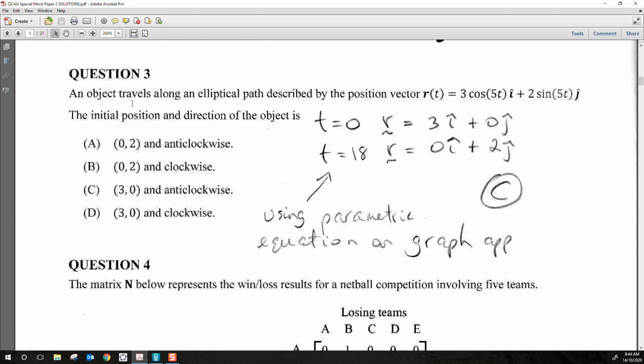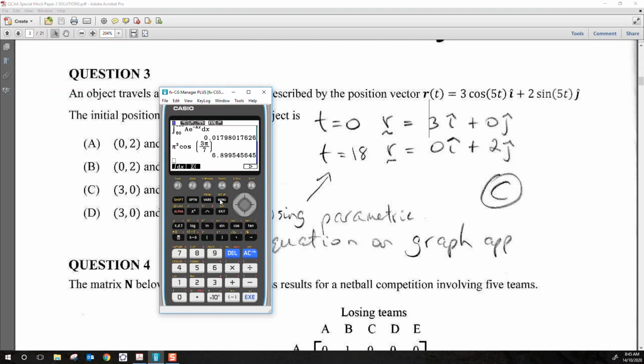Question 3. An object travels along an elliptical path described by this position vector r. Note the bold type means that that's a vector. This is a parametric equation. T usually represents a time parameter. This is a classic for the calculator. Pop into the graphing app. Most of the time in the graphing app, we will be in functions, y equals. But we can change the type of graph here with F3 to parametric graphs.